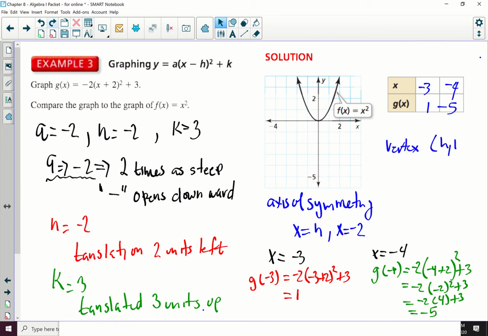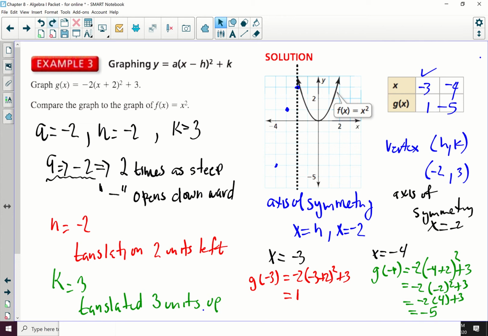The vertex is at (h, k), so let's go ahead and write that down, which is negative 2 comma 3. So we can go ahead and plot that there, and also graph the line of symmetry in order to know where it's symmetric on the left and on the right. First point that came up was the vertex at negative 2, 3. Then we put a point at negative 3, 1, and the next point is at negative 4, negative 5. And here we go with the axis of symmetry. It's at x equals negative 2. It comes up as a dotted or dashed line. It's a vertical line. X equals any number is a vertical line.